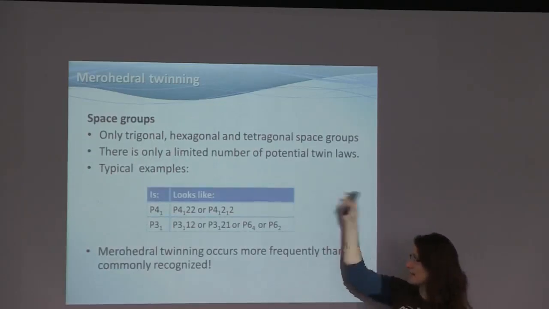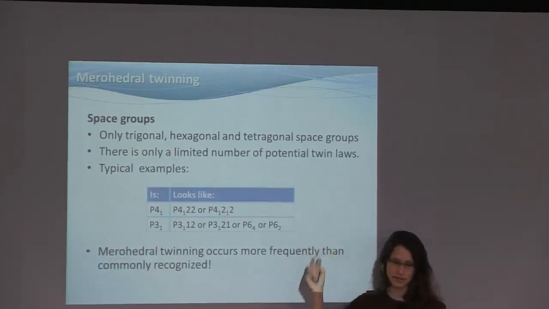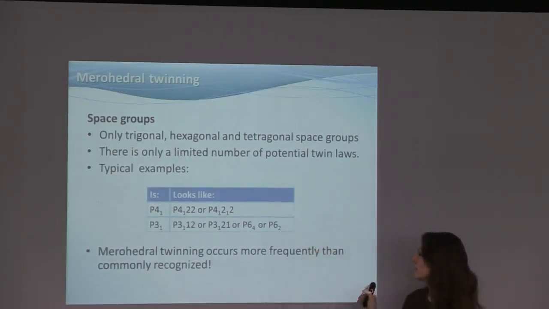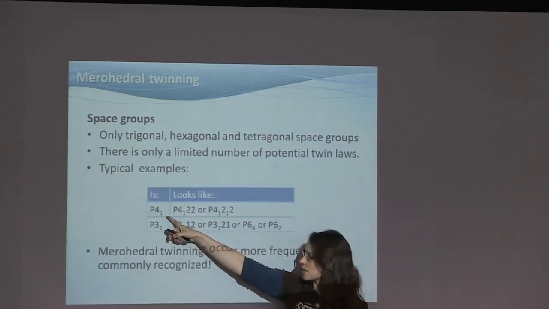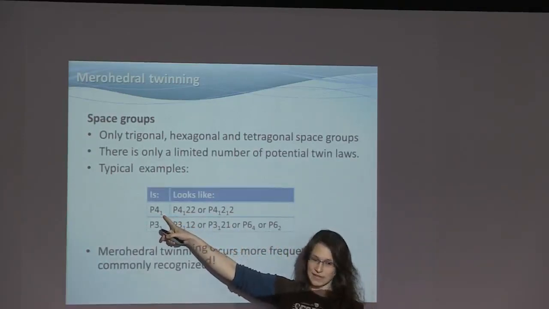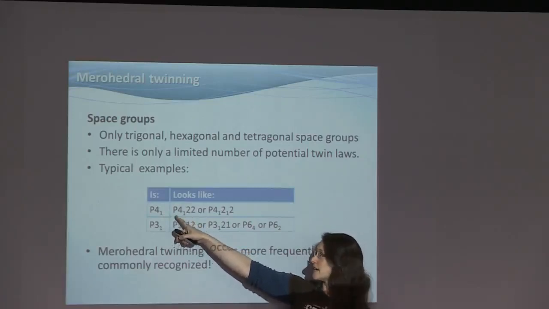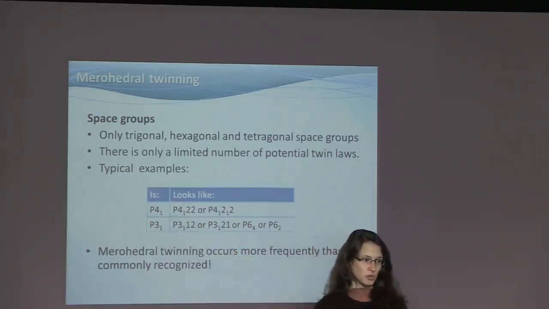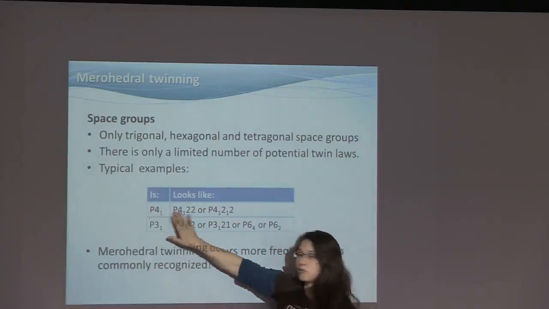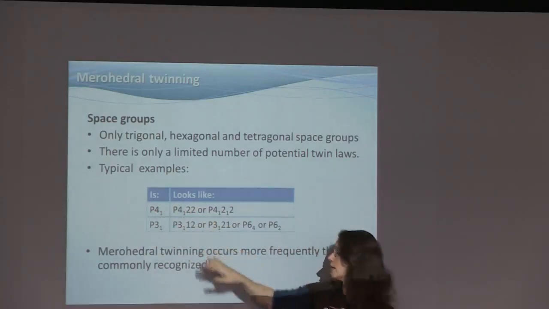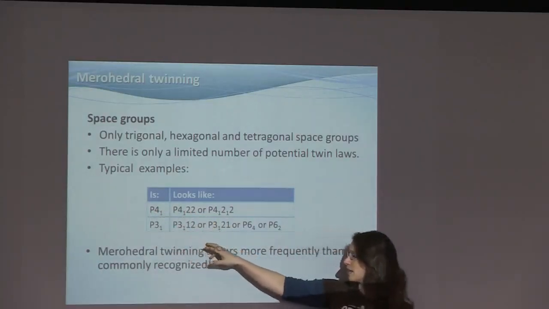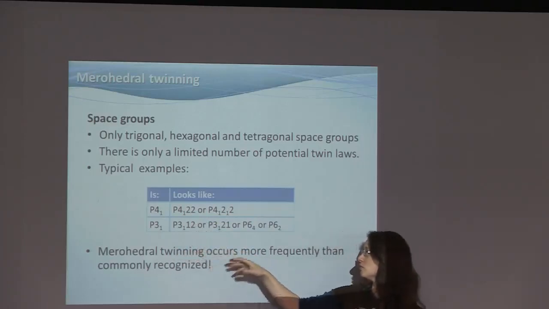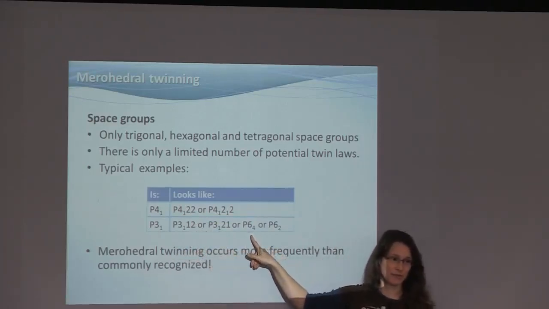Now, as I said, it can only happen in trigonal, hexagonal, cubic, and tetragonal. And a typical case is, for example, P41 that gets a twin law, which is a twofold axis, and then looks like P4122. Hence, going from 4 to 422 point group. Or P31 looking like P3112 or P64.